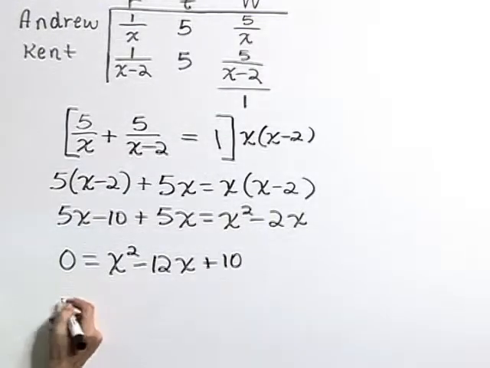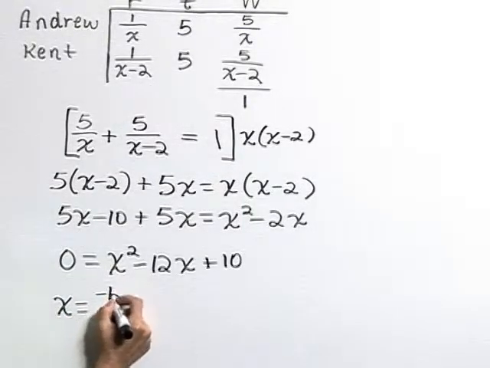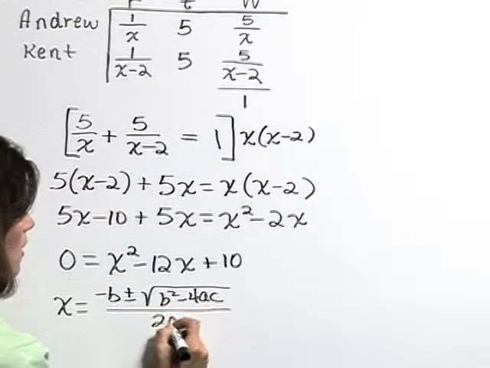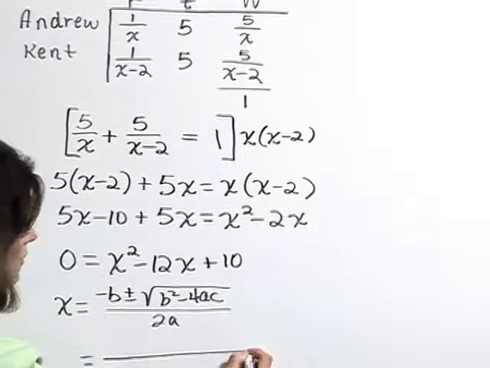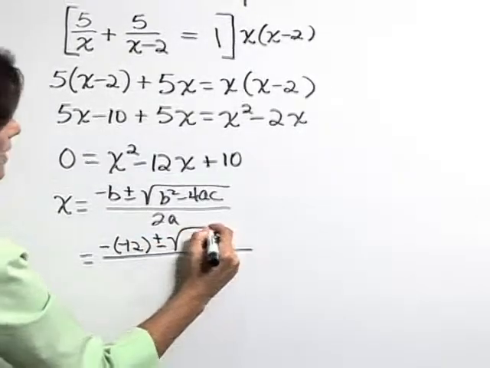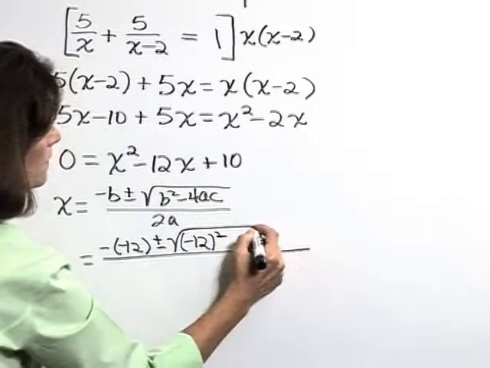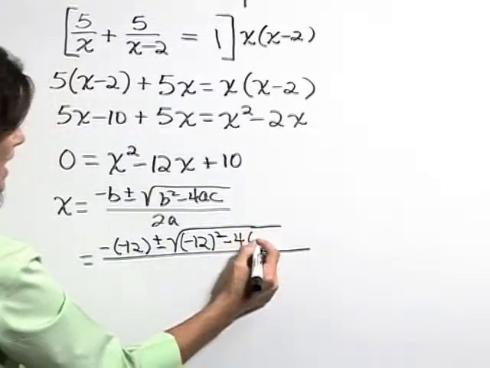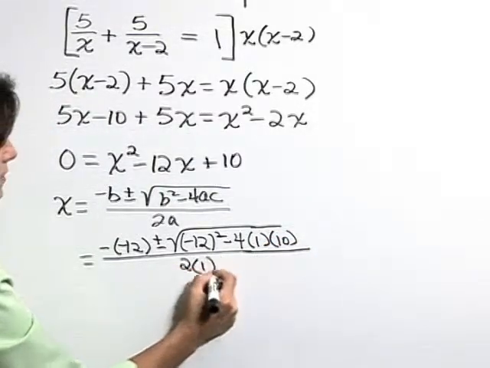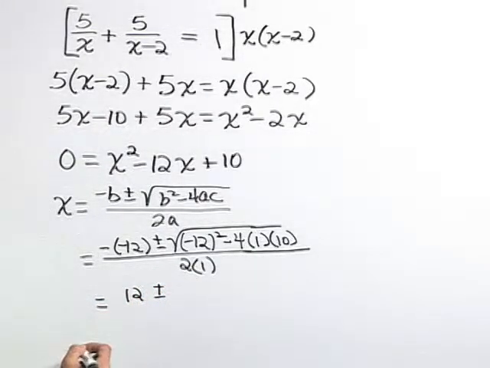Now, let's use our quadratic formula. So x is equal to negative b plus or minus the square root of b squared minus 4ac all over 2a. Let's substitute values. So we will have the negative of negative 12 plus or minus the square root of negative 12 squared minus 4 times a, which is 1, times c, which is 10, all over 2 times a, or 2 times 1. This gives us a 12 plus or minus.